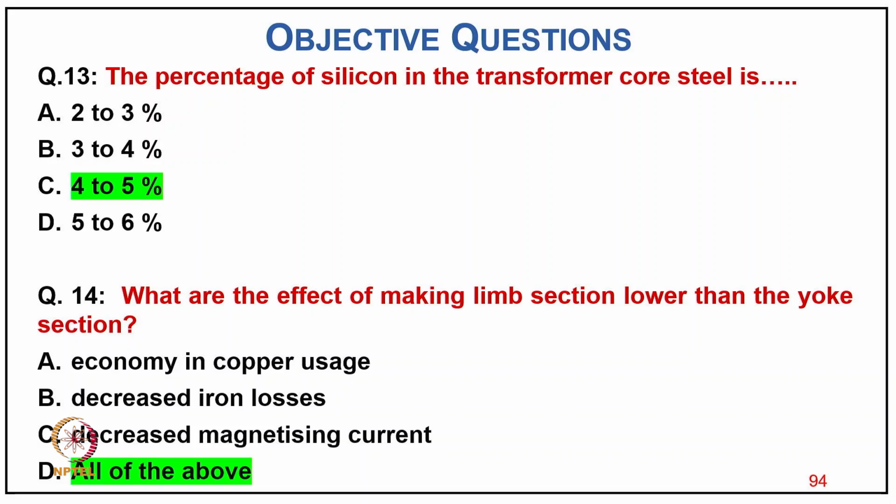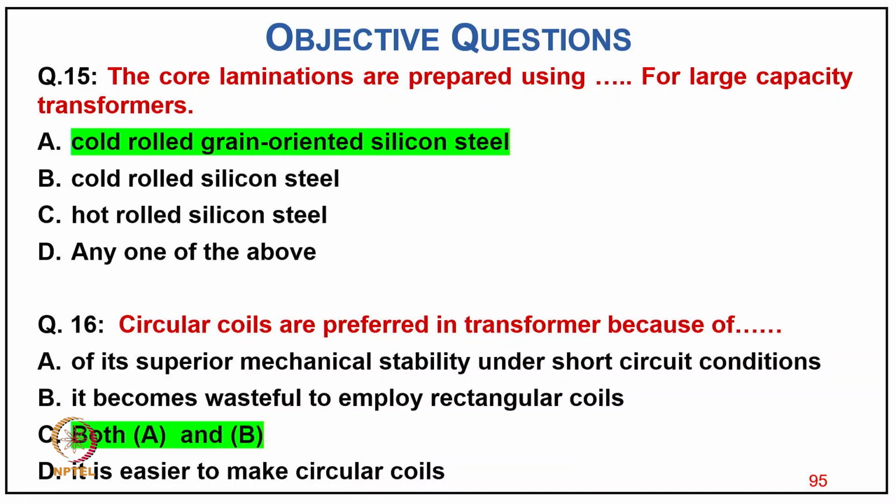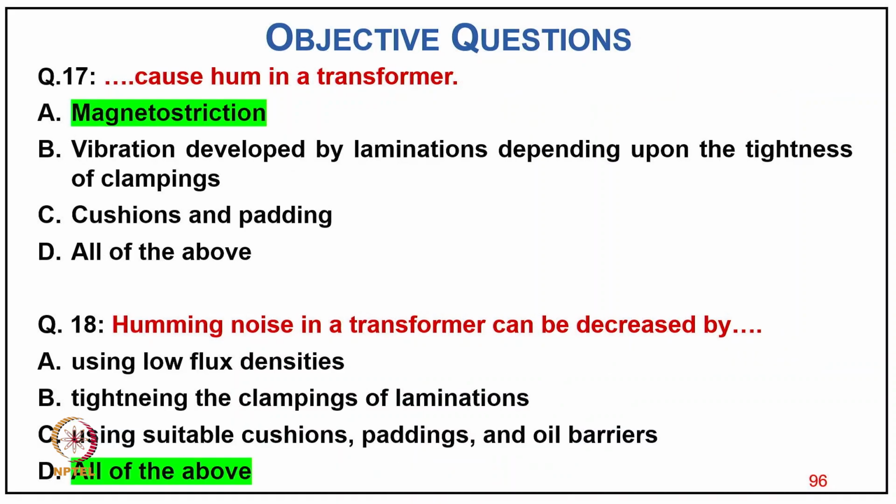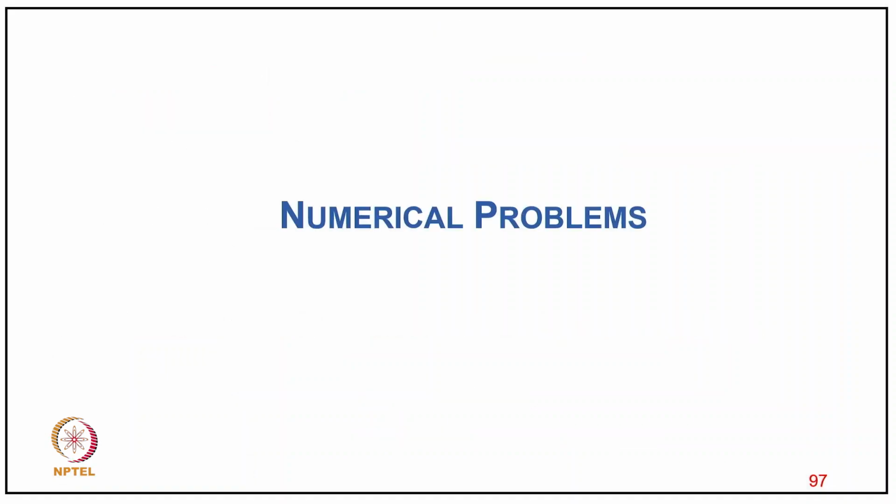And what is the effect of making the limb section lower than the yoke section? Typically, it causes economy of copper, a decrease in iron loss as well as a decrease in magnetizing current. The core laminations are prepared using cold rolled grain oriented steel for large capacity transformers, and circular coils are used in transformers for superior mechanical stability. Now, magnetostriction causes the humming in the transformer, and humming noise in a transformer can be decreased by different methods: using low flux density, tightening the clamping of laminations, as well as suitable cushion padding and oil behavior.